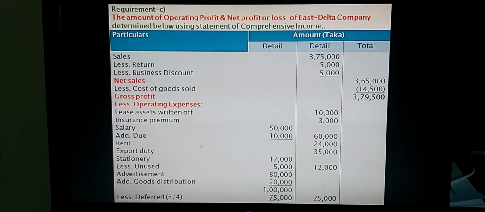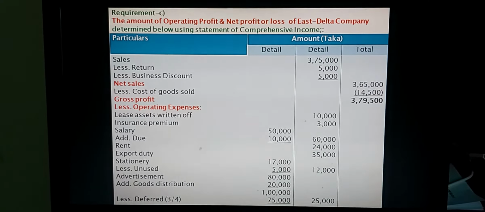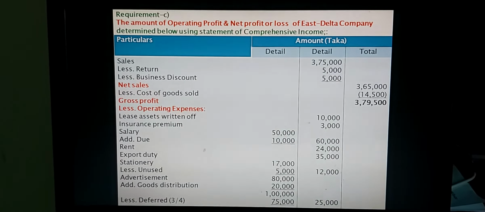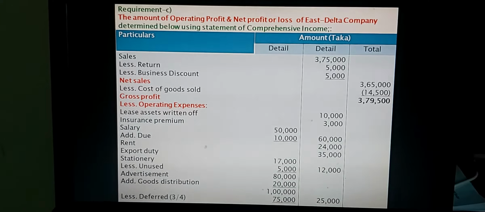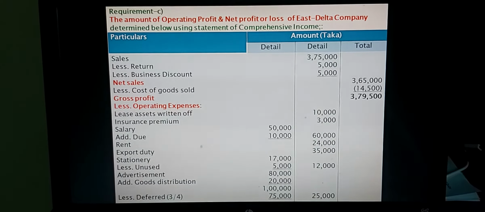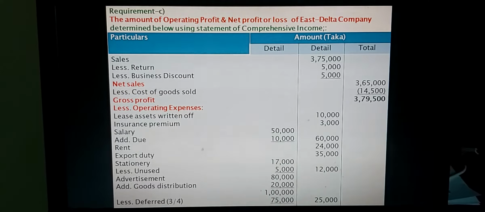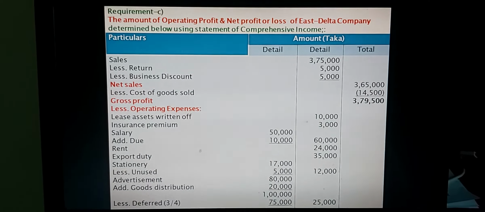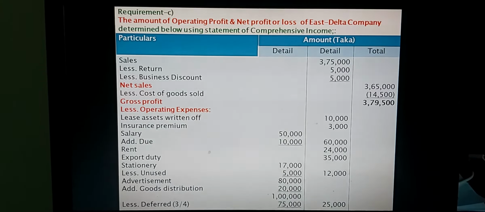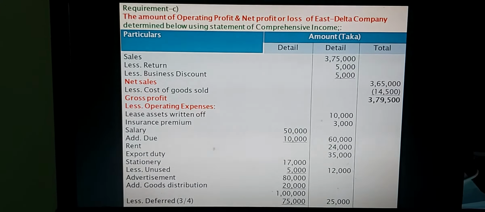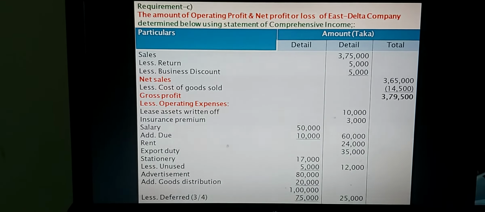This is the first stage. And then second stage, less cost of goods sold for finding out the gross profit or loss. So you have to deduct the amount of cost of goods sold from net sales. Cost of goods sold already solved in requirement B. So from B, 14,500 in negative figure. So 3,65,000 minus 14,500 in negative. The two amounts are to be added at this level for negative figure. Now gross profit is taka 3,79,500. First result of income statement, gross profit 3,79,500.